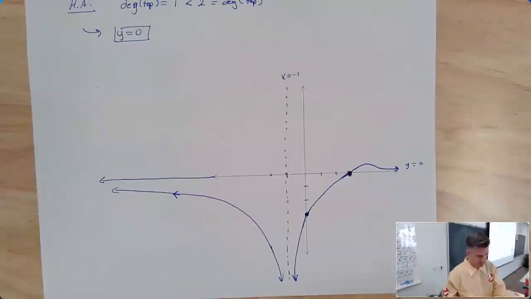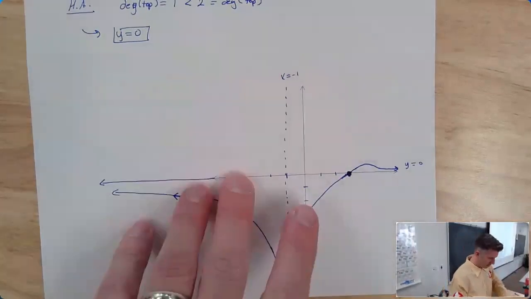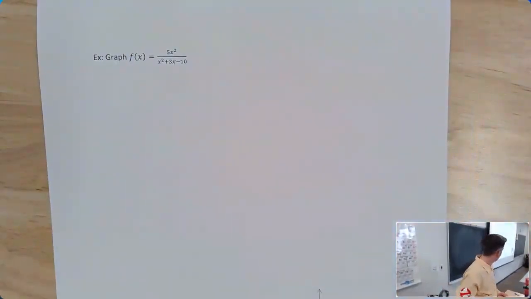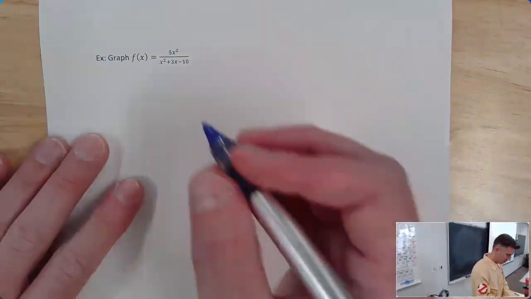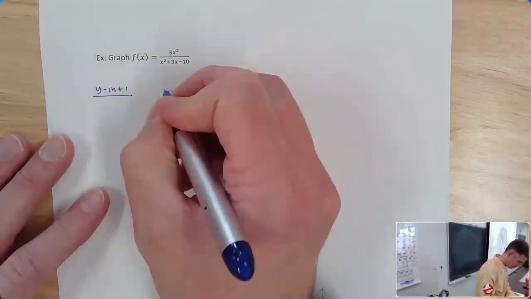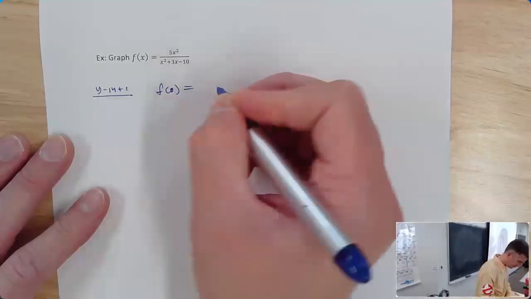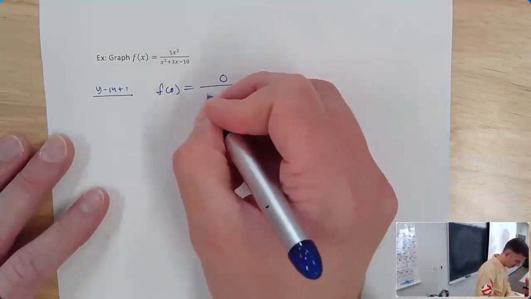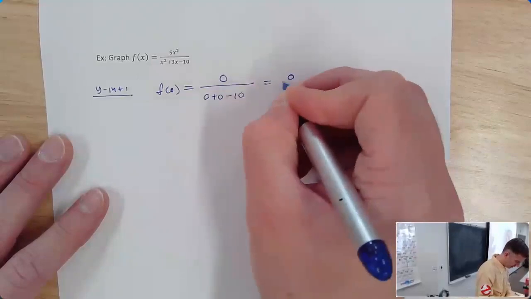All right. Let's look at this next example: 5x squared over x squared plus 3x minus 10. Definitely we should do all the things. So let's see. I'm going to start with my y-intercept. x equals 0. 0 is 0 over some not 0 things. 0 over negative 10 is 0.